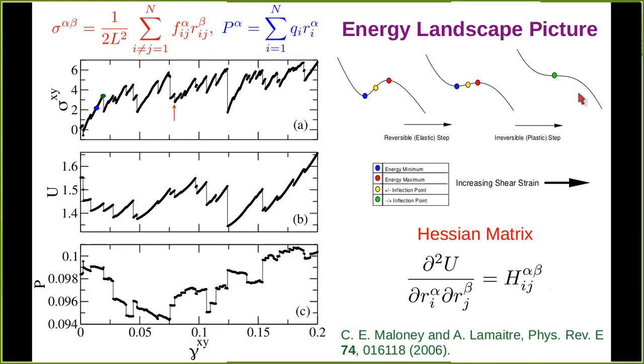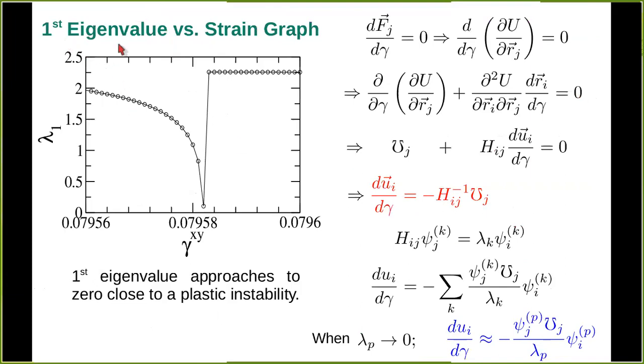Okay. Here in this picture, I am showing you the first eigenvalue. So here we arrange the eigenvalues in ascending order. So the first eigenvalue is the minimum eigenvalue as a function of strain. The first eigenvalue approaches 0 close to this point. So a plastic rearrangement occurs somewhere close to this point.